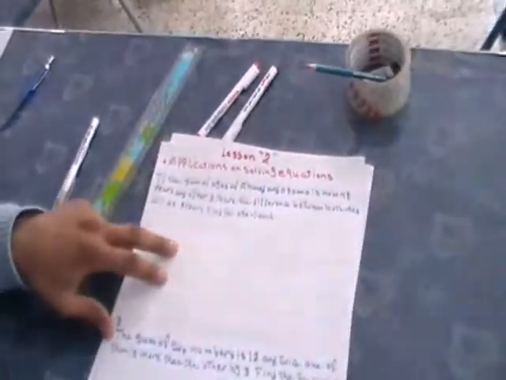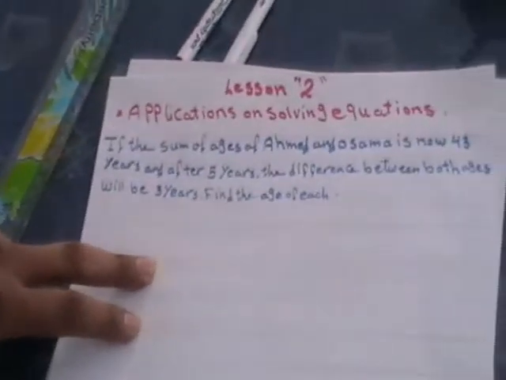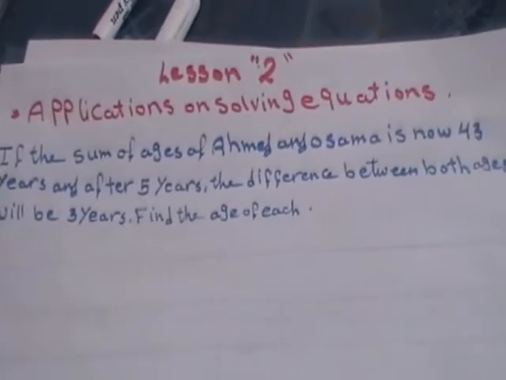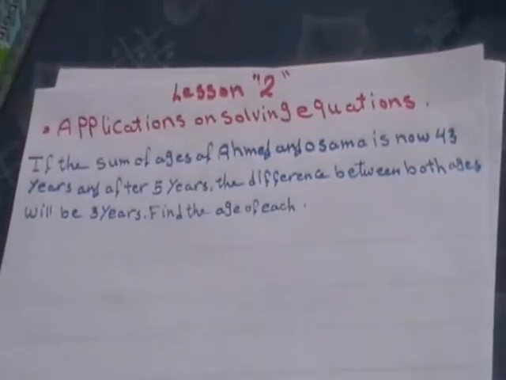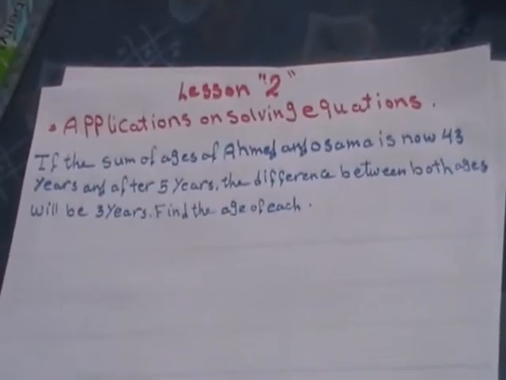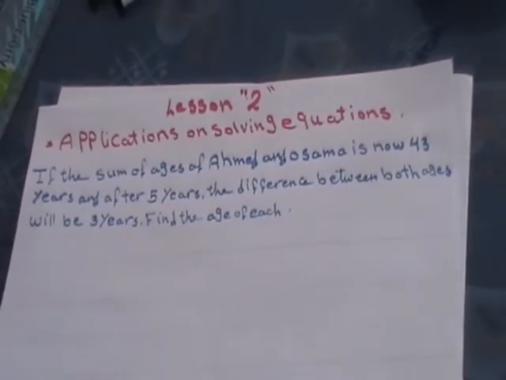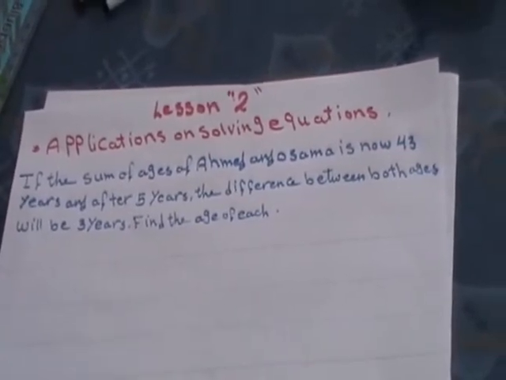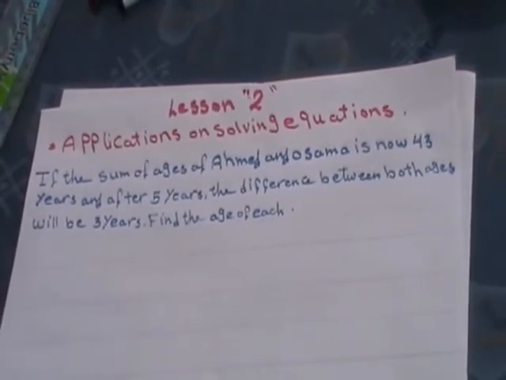I have the first problem. If the sum of the ages of Ahmed and Osama is now 43 years, and after 5 years the difference between both ages will be 3 years, find the age of each one of them. So if someone gives you a puzzle like this, Osama and Ahmed having ages now 43, and after 5 years the difference between their ages will be 3 years, how can we know the age of Osama and the age of Ahmed?